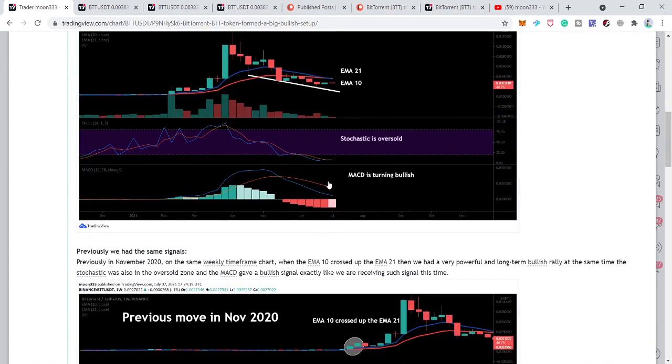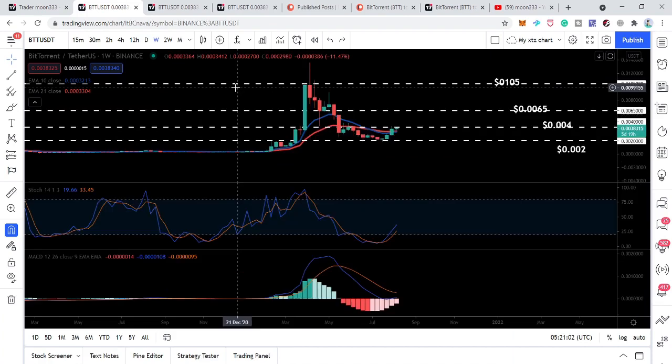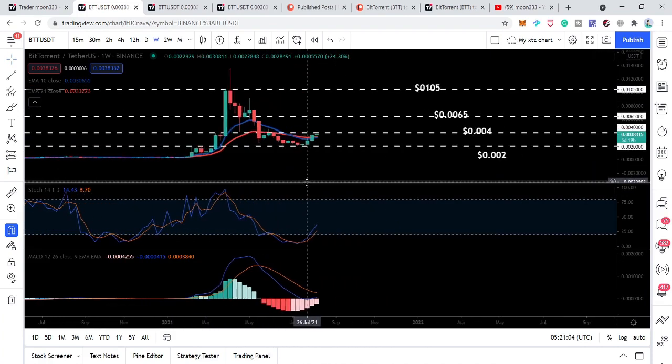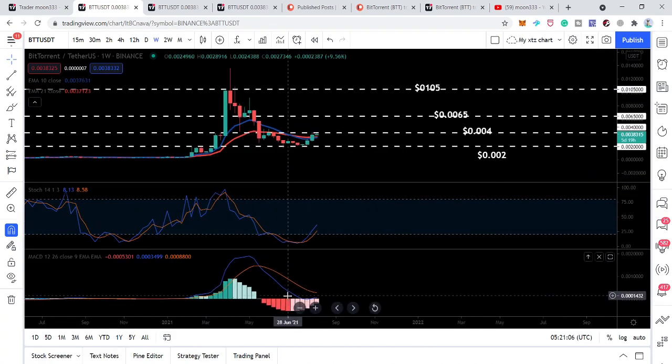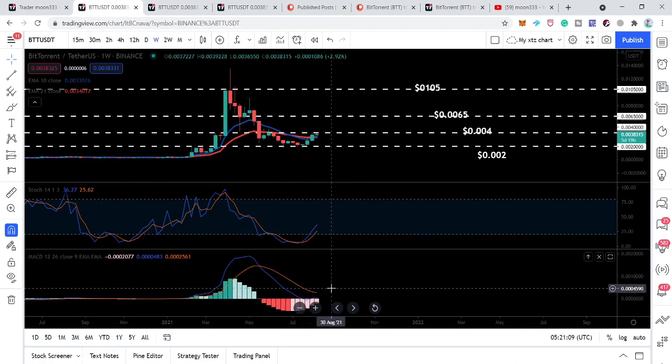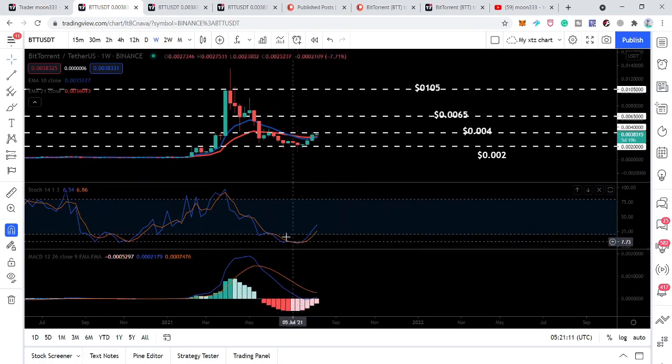That was the first signal by the MACD indicator that it is turning bullish, because it was very strong bearish and it was turning weak bearish from strong bearish. Now, if we take a look at the MACD current situation on the live weekly time frame chart, then you can see that it is turning more and more bullish, and we have also received a very clear bull cross.